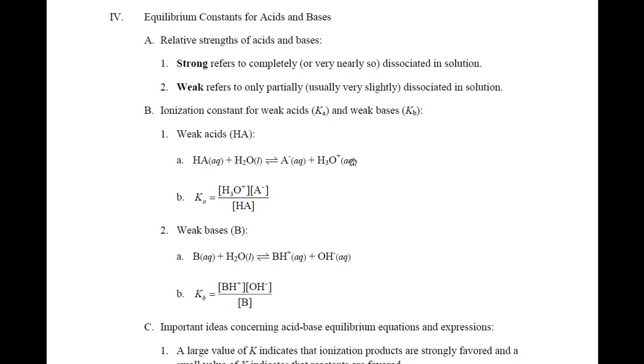But I just cannot emphasize enough here. If you generate hydronium as a product, you must use Ka. If you generate hydroxide as a product, you must use Kb.